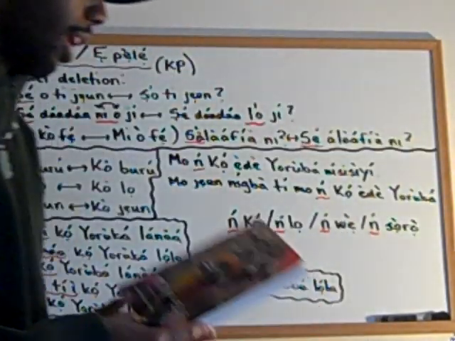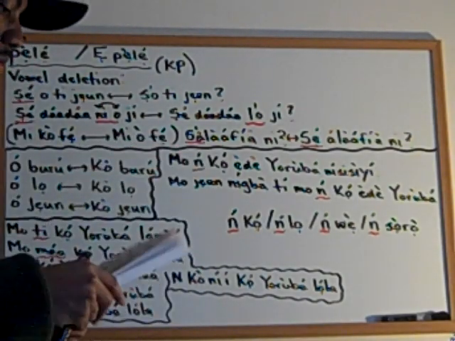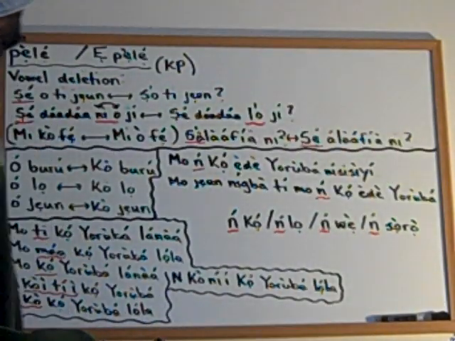So if you have this book, maybe you're wondering why they are dropping off vowels. That's because of the speed. When they speak fast Yoruba, certain vowels get dropped off. Okay. All right. So what's next?